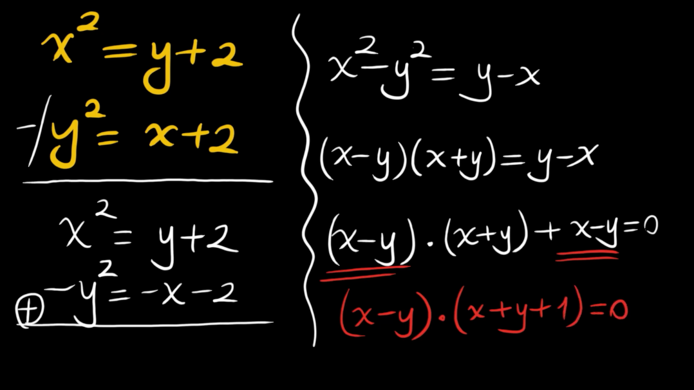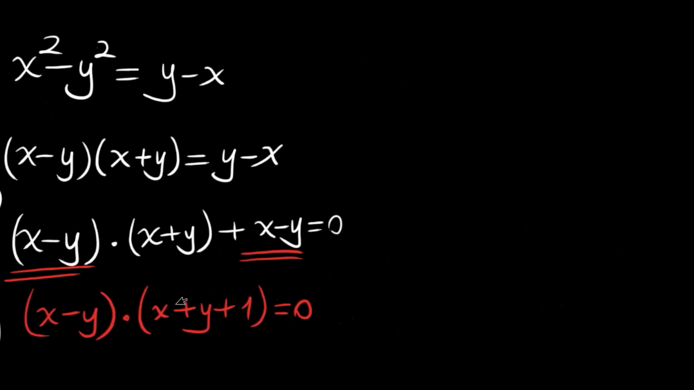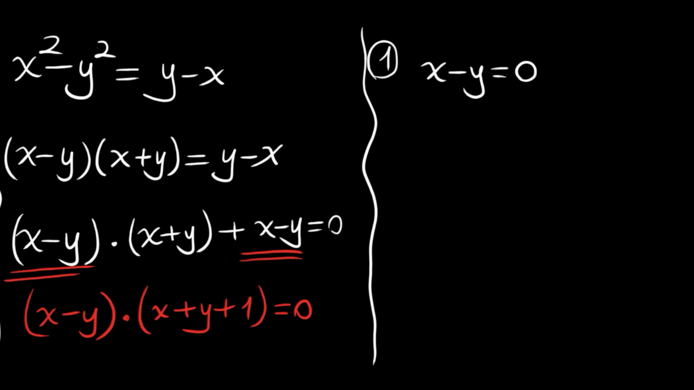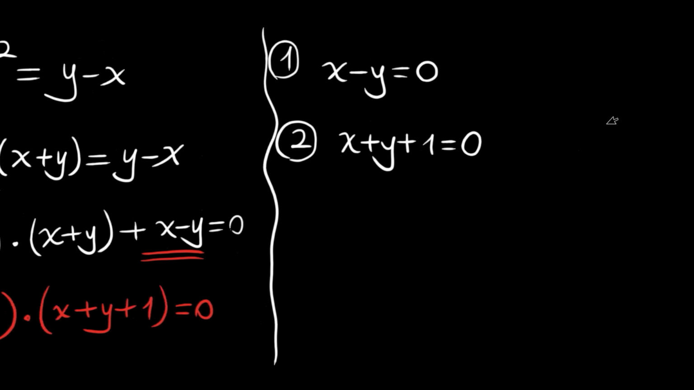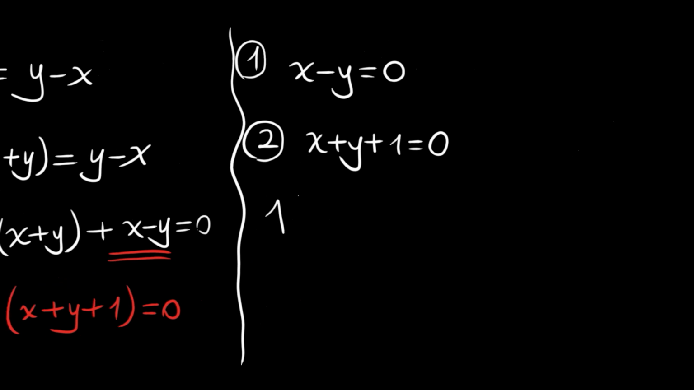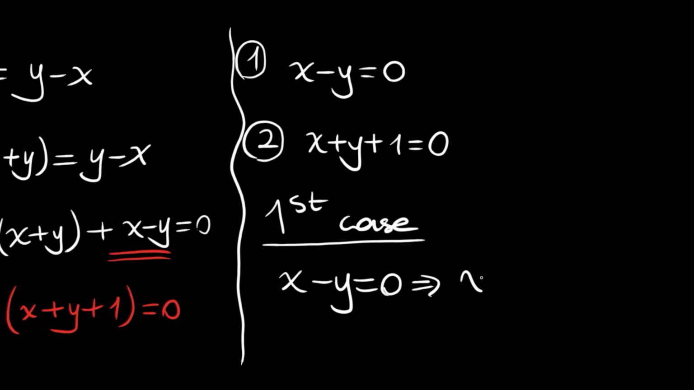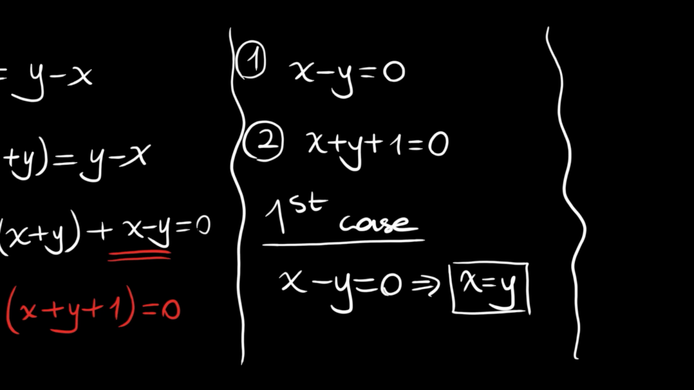Now let's write our cases. We have two cases. The first one is x minus y is equal to 0. The second one is x plus y plus 1 is equal to 0. Let's begin with checking this first case. The first case, as I said, is x minus y is equal to 0, or basically x is equal to y.